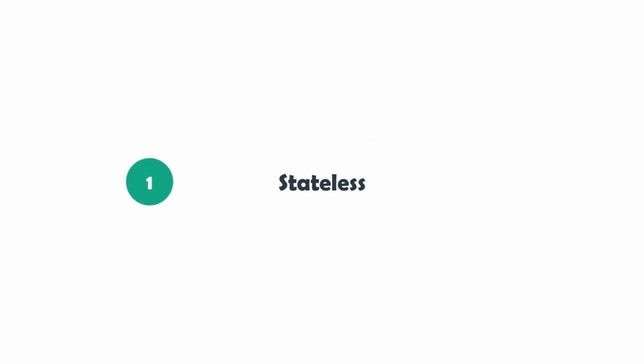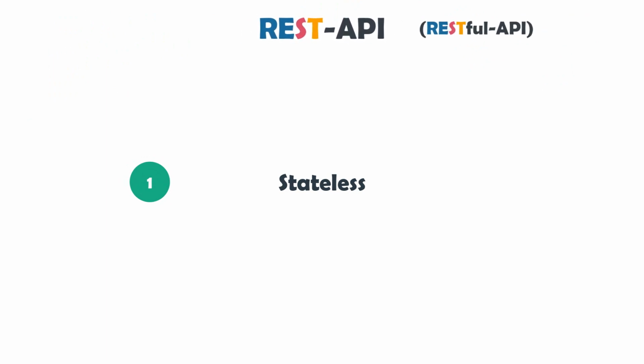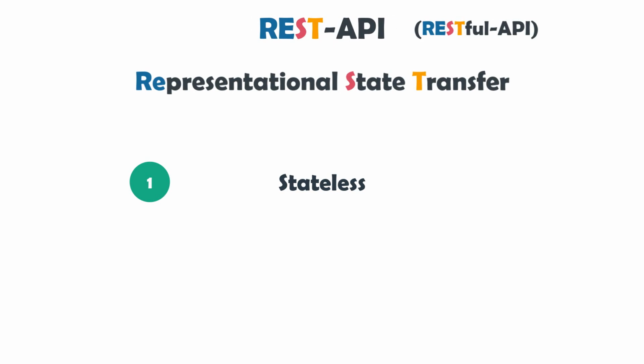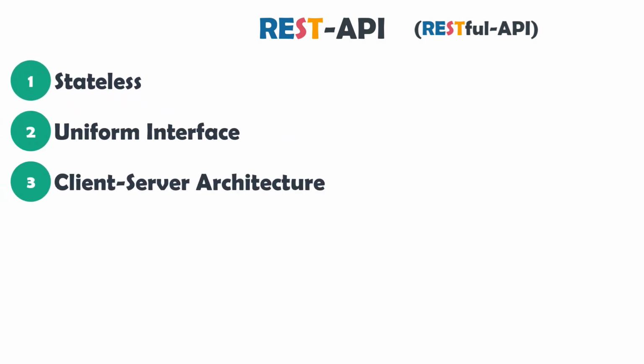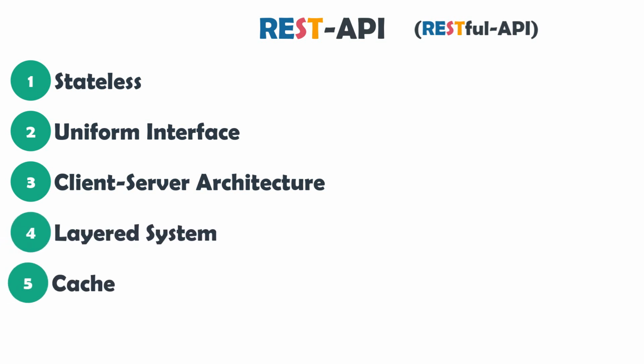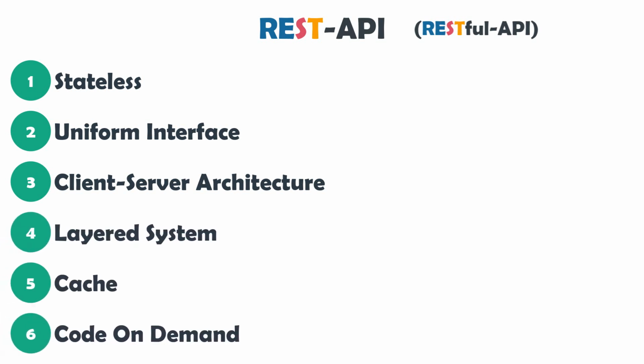Stateless is the first requirement that must be met for an API to be called a REST API or RESTful API. REST stands for Representational State Transfer. A REST API is an API that is constrained by the REST architecture and enables interactions with RESTful web services. There are 5 other requirements for a REST API. These are as follows: uniform interface, client-server architecture, layered system, cache, code on demand. I will briefly describe these points.